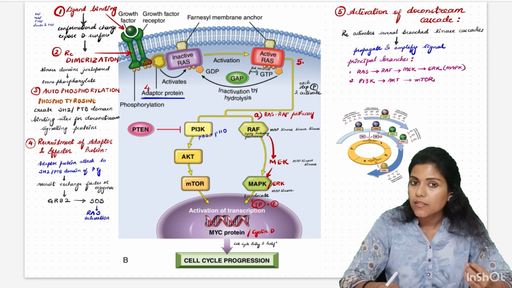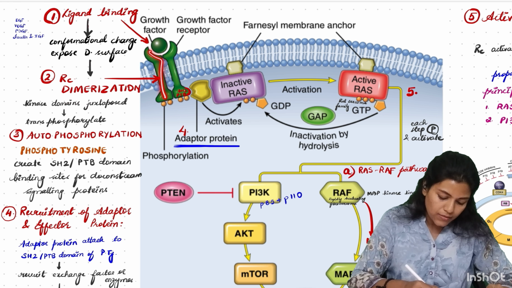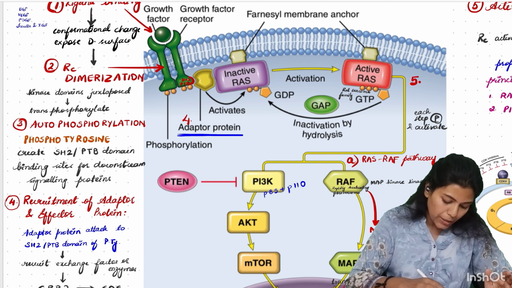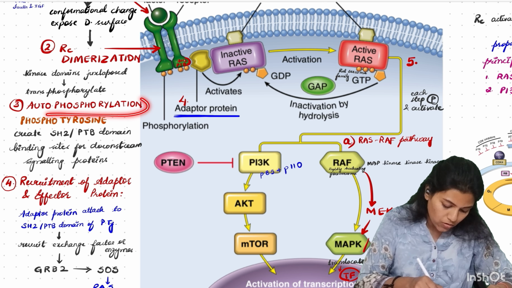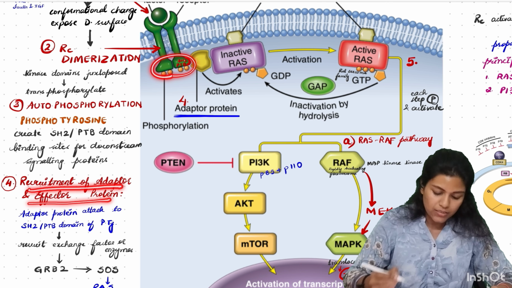The story begins with ligand binding. First, the ligand has to bind. Here, this is the growth factor. It will bind to a growth factor receptor. After ligand binding, there is receptor dimerization. That means the two monomers, this is one monomer, this is one monomer, come together and form a couple, or pair up. That is called dimerization. After dimerization, autophosphorylation occurs. That means the kinase domains will phosphorylate the receptor itself. That is autophosphorylation. After autophosphorylation, there is recruitment of adapter and effector proteins.